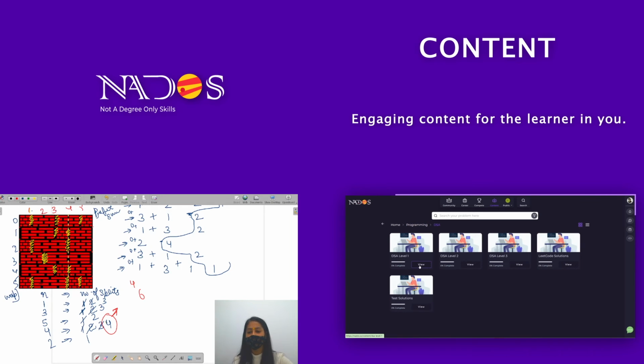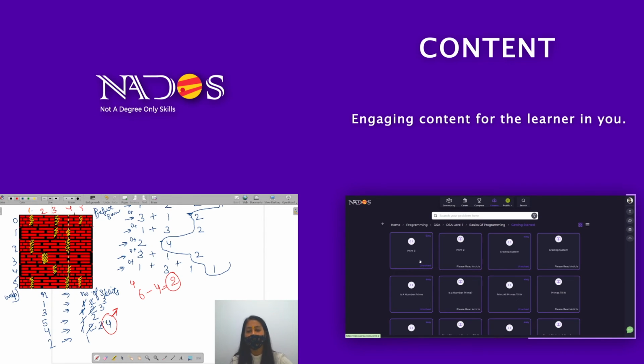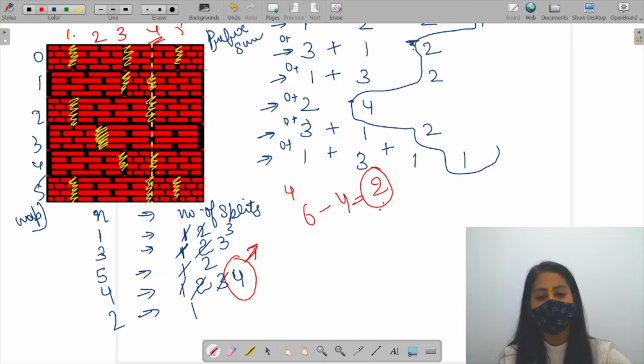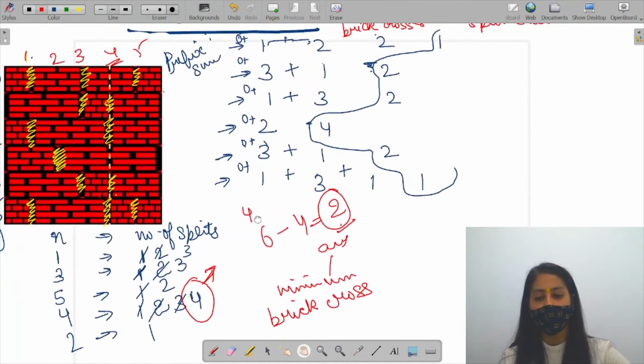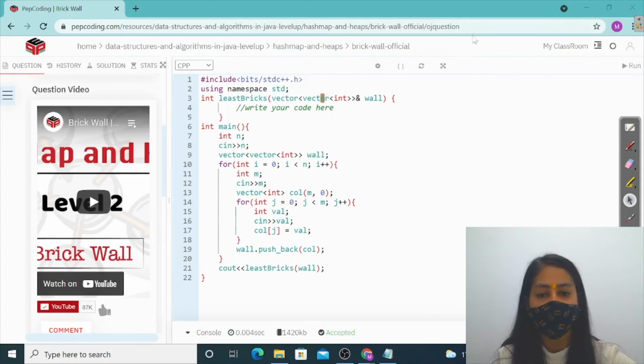Now total length is 6 minus the splits, 4. So the total number of minimum brick crosses that we got when we draw a vertical line at point 4 is 2, right? So this will be our answer, that is representing the minimum brick cross, right? So this is the way we are going to solve this problem. I hope you understand the approach. Now let's try to code it.